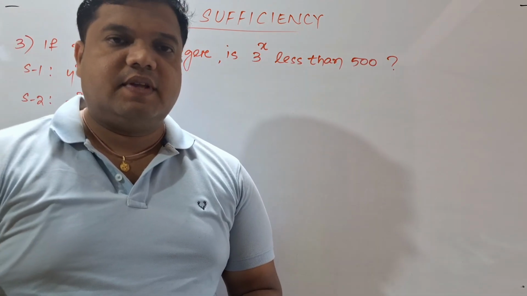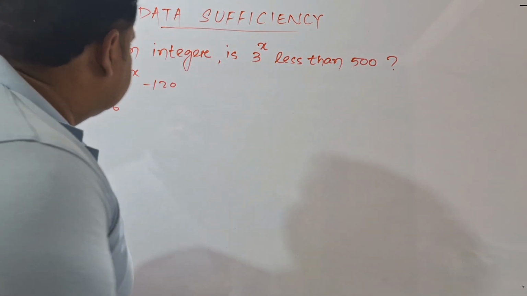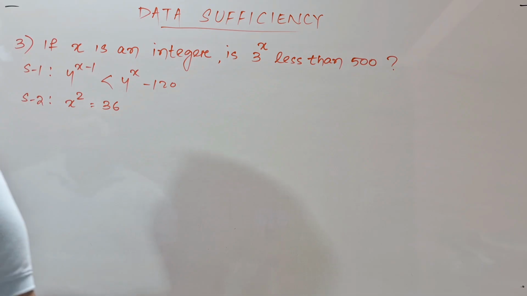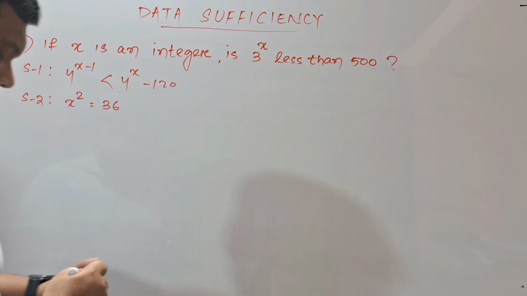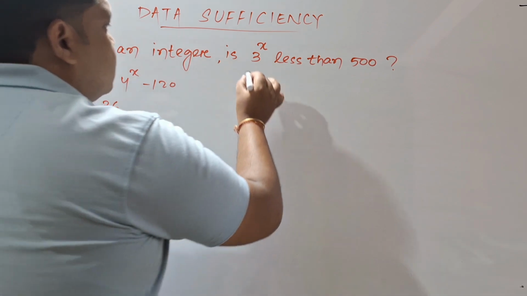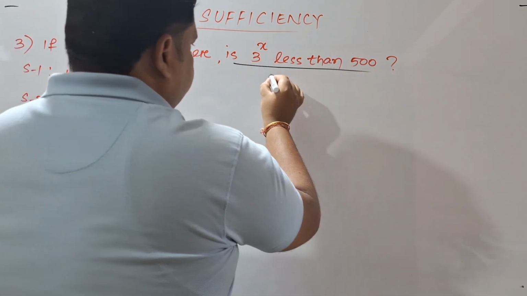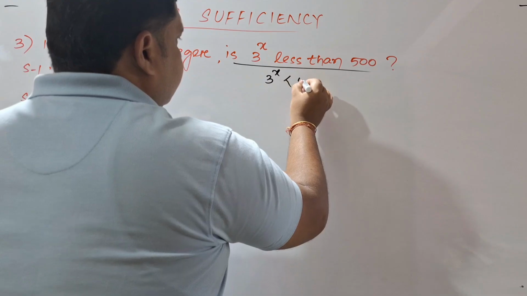Okay. Question number 3. In question number 3, it is given x is an integer. Is 3 to the power x less than 500? First of all, I have to simplify this. 3 to the power x less than 500 means what?